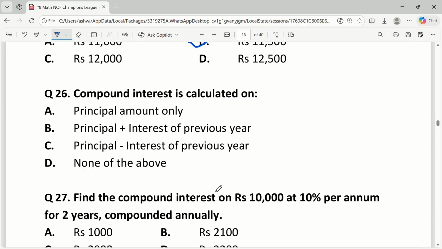Question 26. Compound interest is calculated on B, principal plus interest of previous year. Compound interest is calculated on the principal amount as well as the accumulated interest from the previous periods. Question 27.